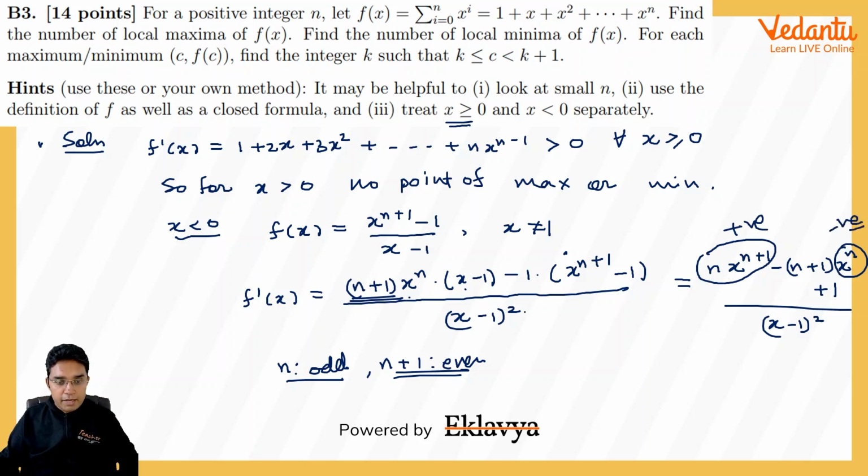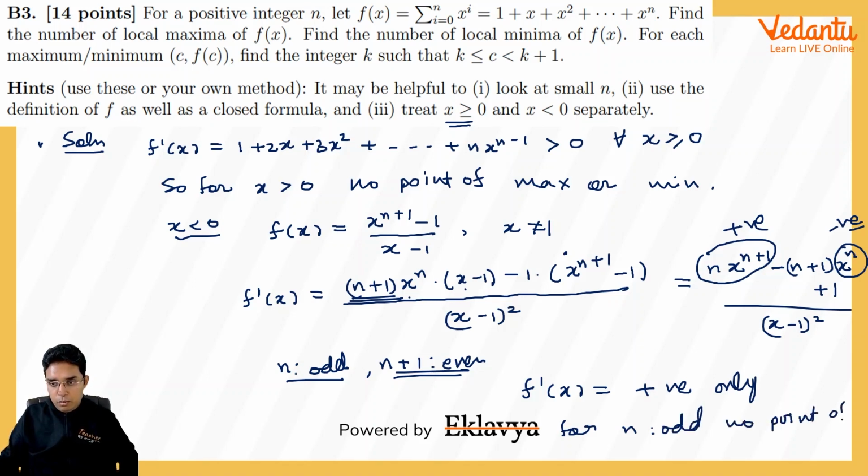For x negative we are talking about, so you can check f dash x here also comes out to be positive only, because this is positive, this minus sign and this negative thing will make it positive, so this will be positive only. So again we can say that for n odd, no point of maxima or minima.